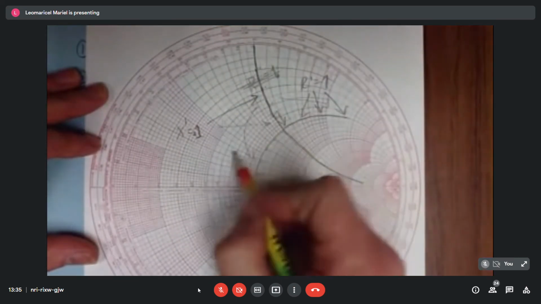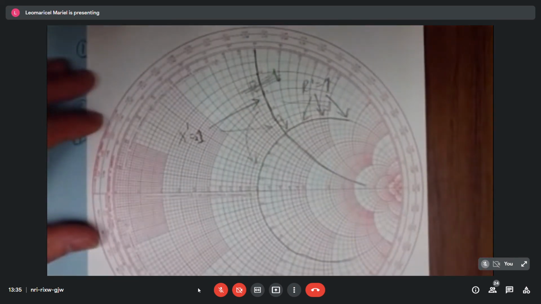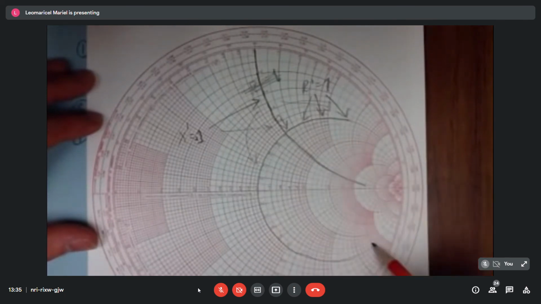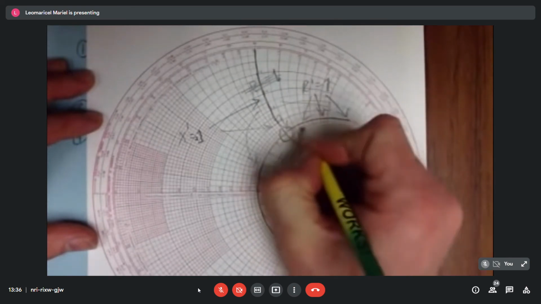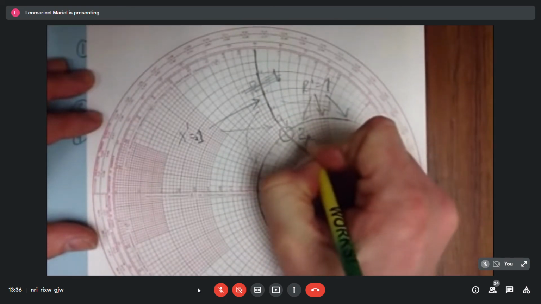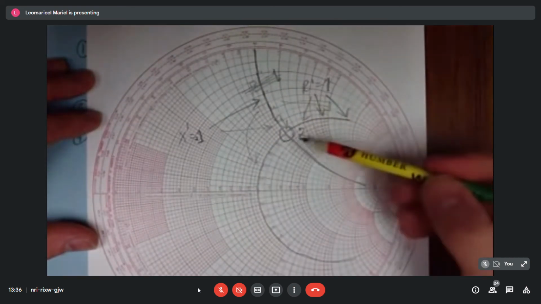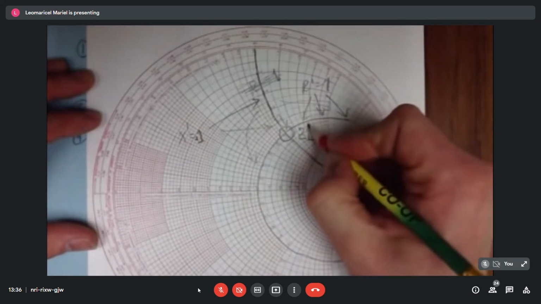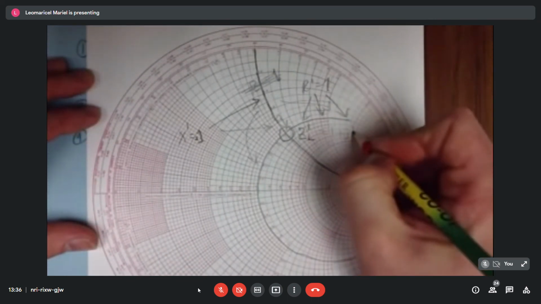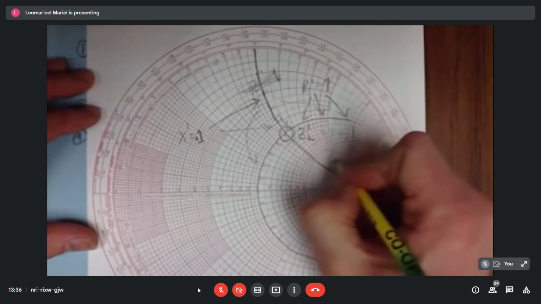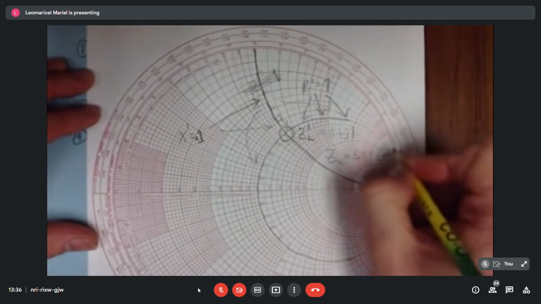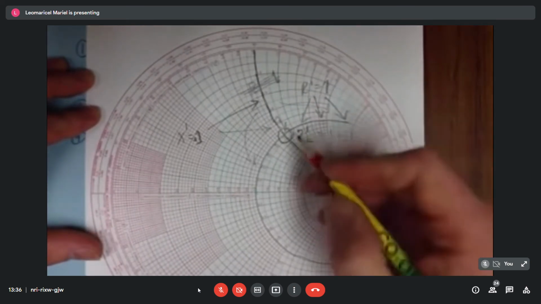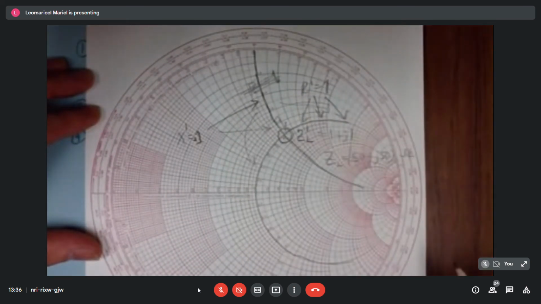So the point of intersection is the next impedance step. We have the normalized R of 1 and the normalized X of 1. Where they cross, you can call that the load impedance. So we just plotted a normalized impedance of 1 plus J1, and you could say the impedance is 50 plus J50 ohms. That's 50 plus J50 ohms plotted right there.